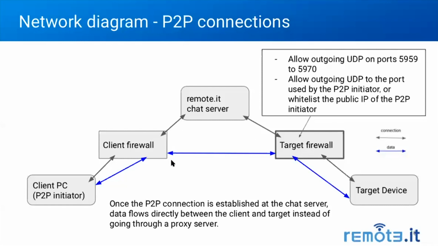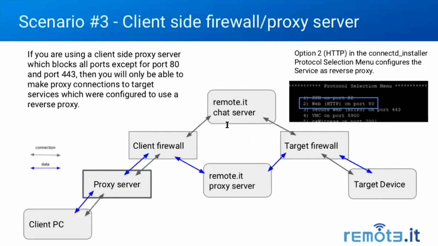This is similar if you're used to using Amazon Web Services. It's similar to an IP restriction in the security groups that will limit traffic to a specific source IP address. So once the peer-to-peer connection is established at the chat server, data flows directly through here, and that's how peer-to-peer connections work.